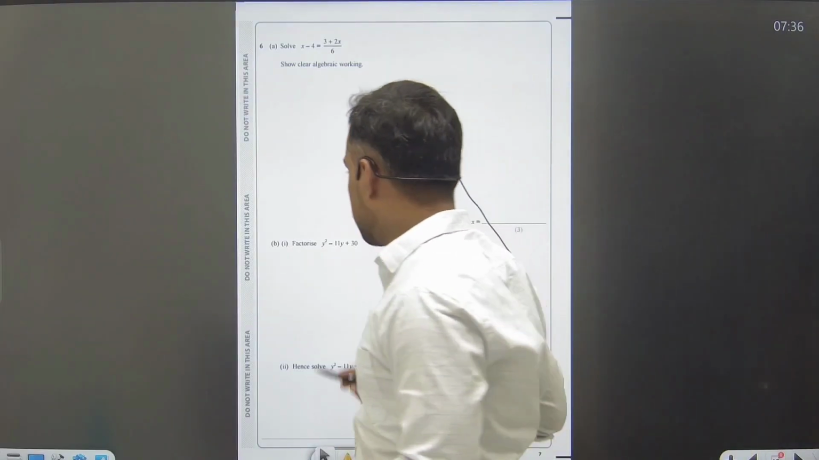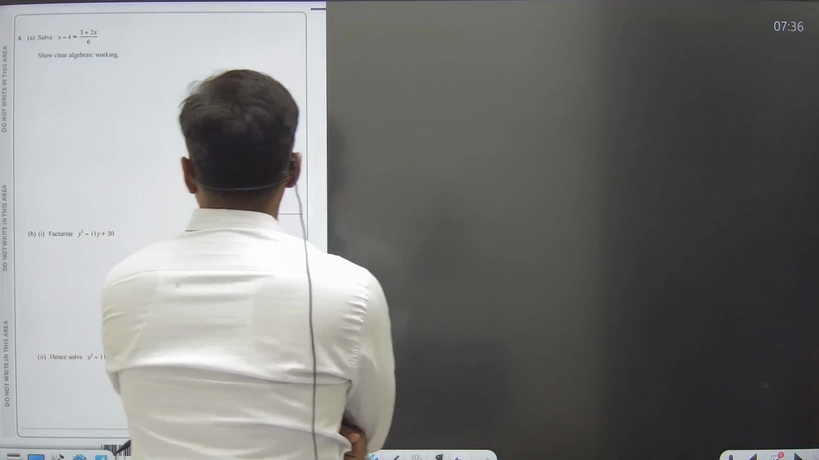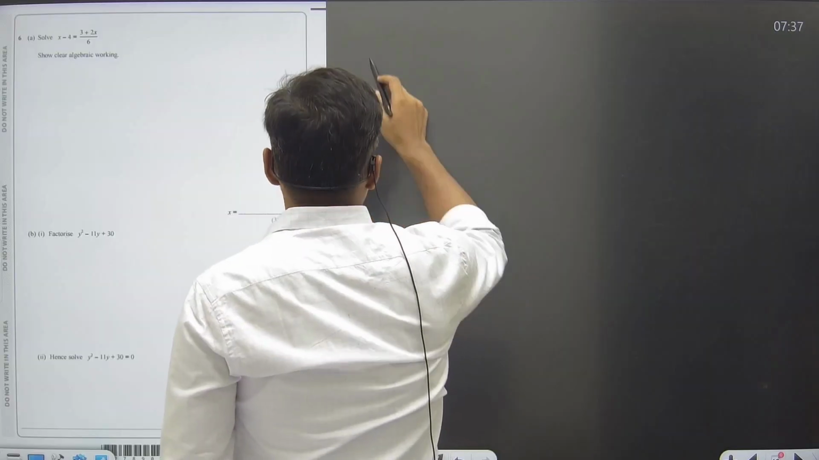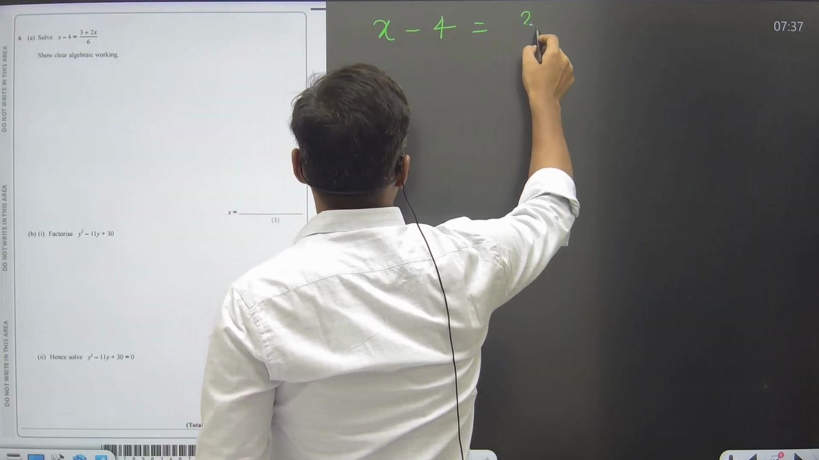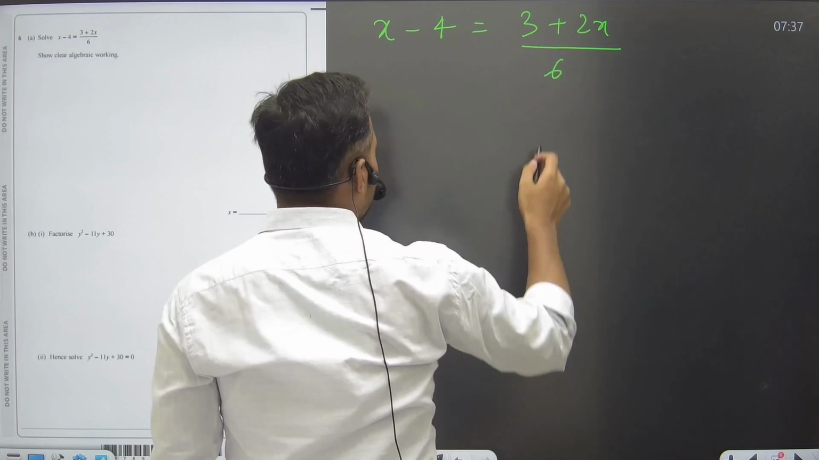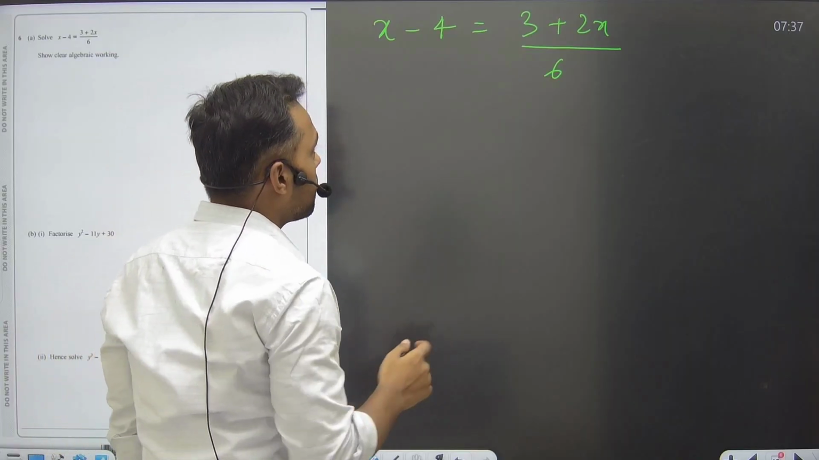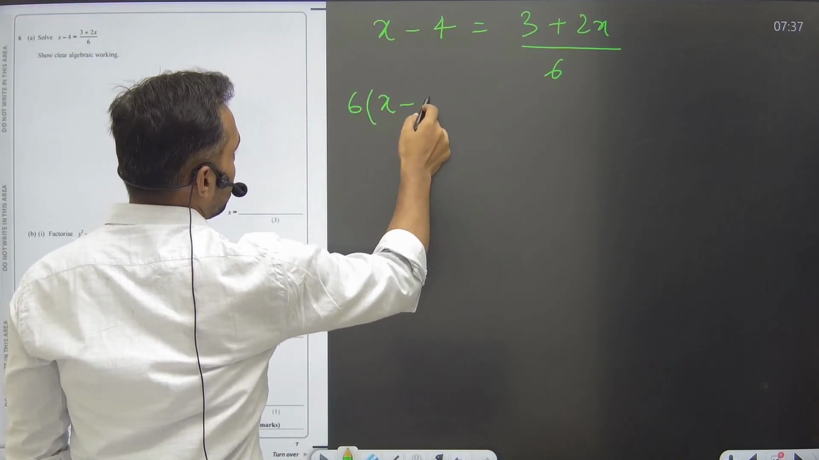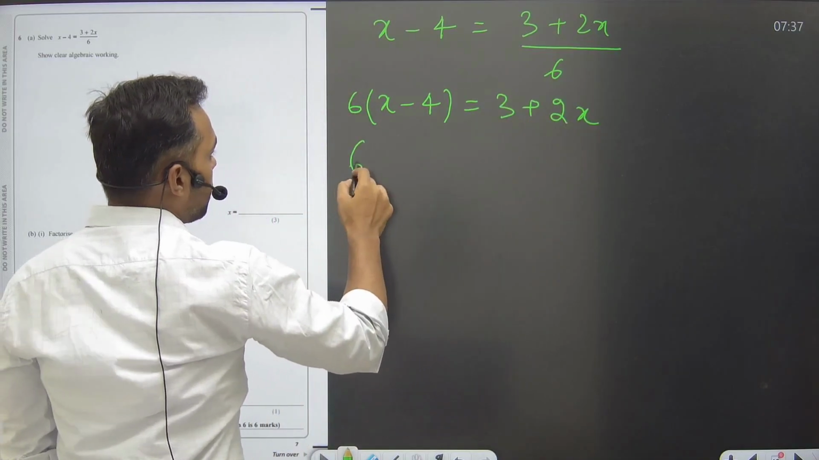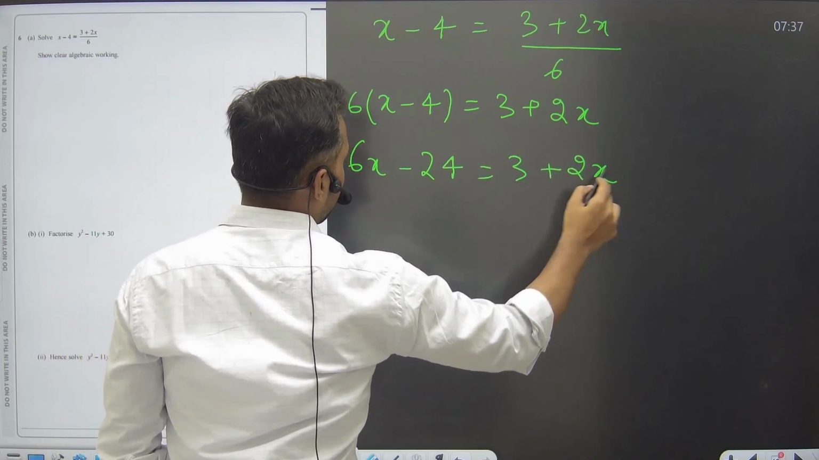Now let's move to the next question, that is solve (x minus 4) equals (3 plus 2x) by 6, show clear algebraic working. So let's do it. (x minus 4) equals (3 plus 2x) upon 6. What we need to do here is cross multiply. So 6 will be multiplied with the left hand side, so it will be 6 cross (x minus 4) equals 3 plus 2x. So it will be 6x minus 24 equals 3 plus 2x.